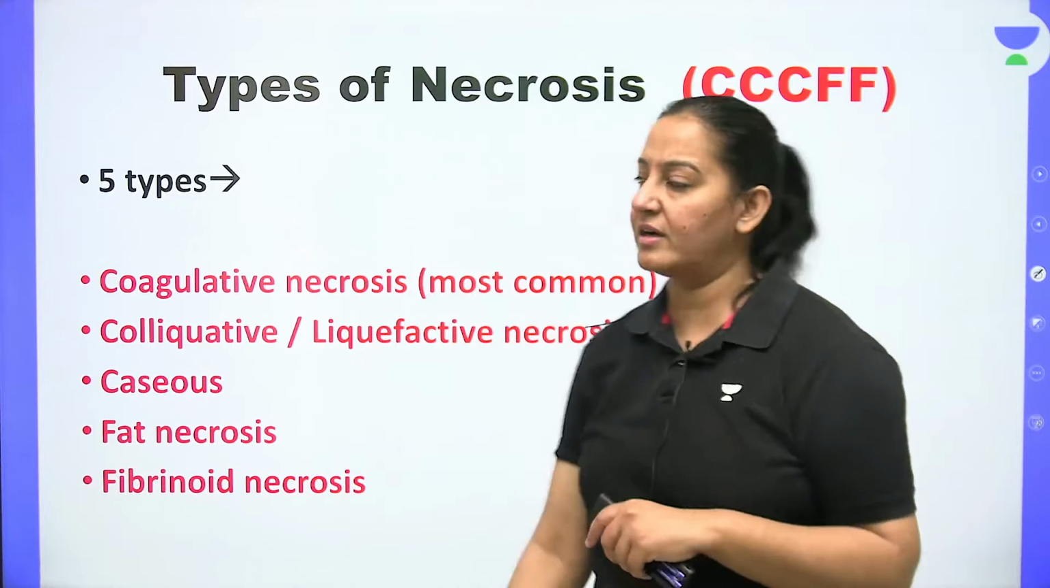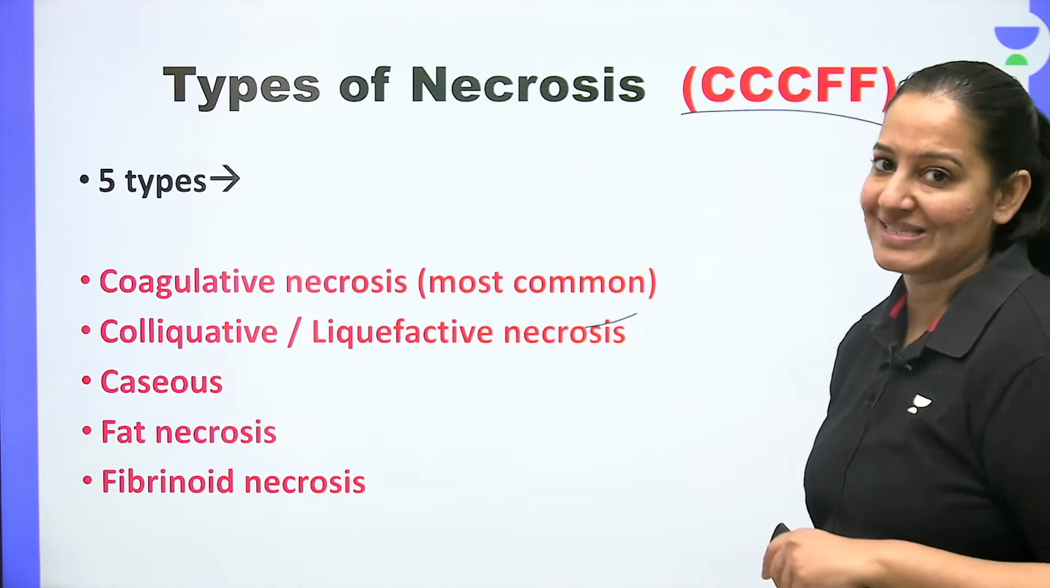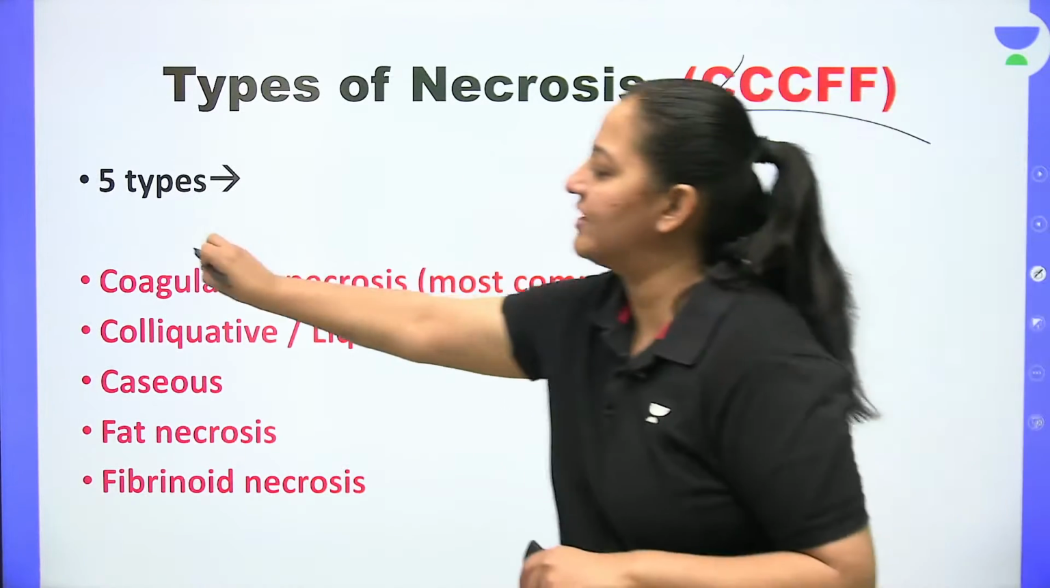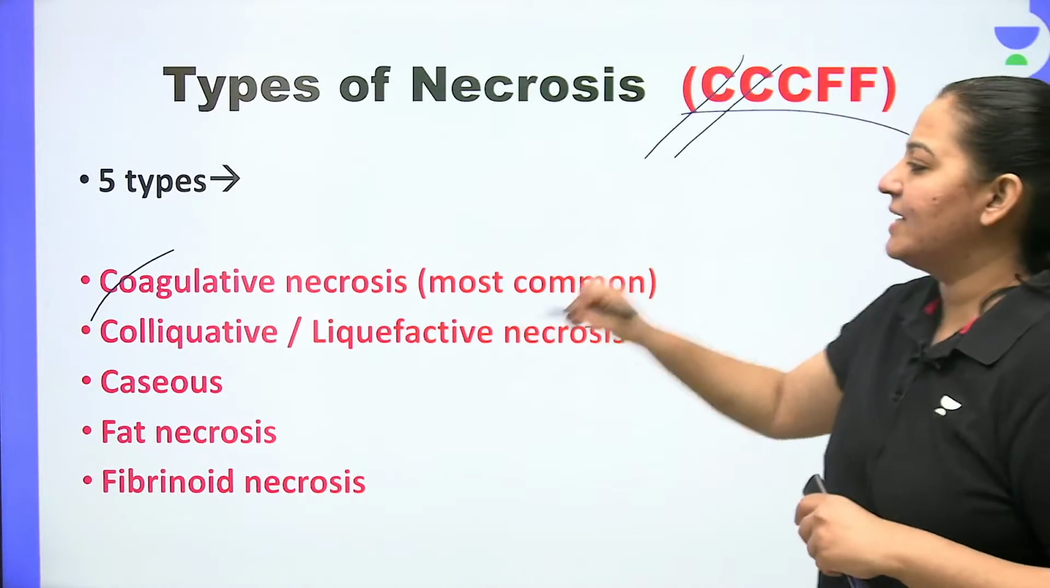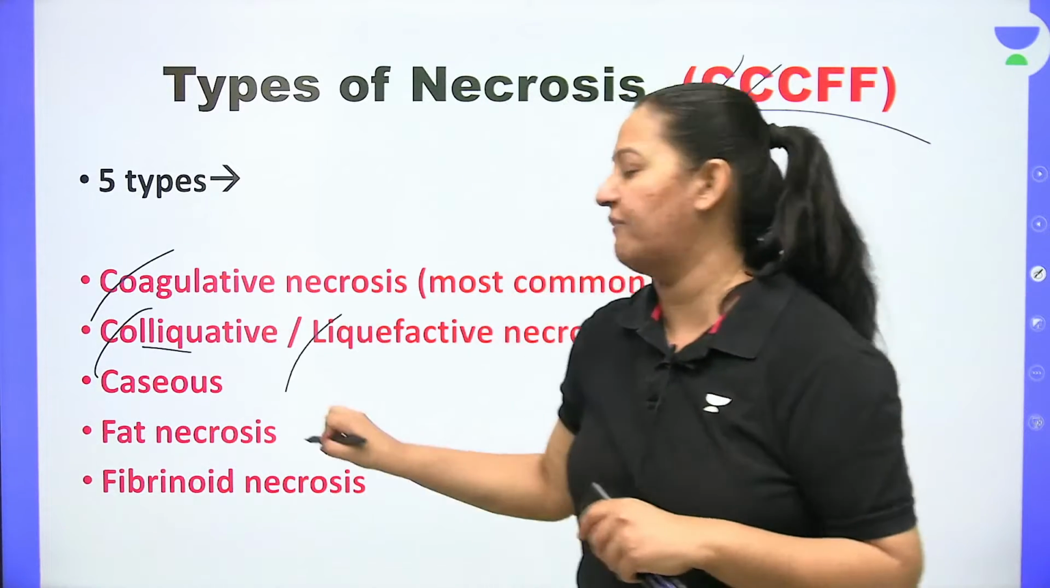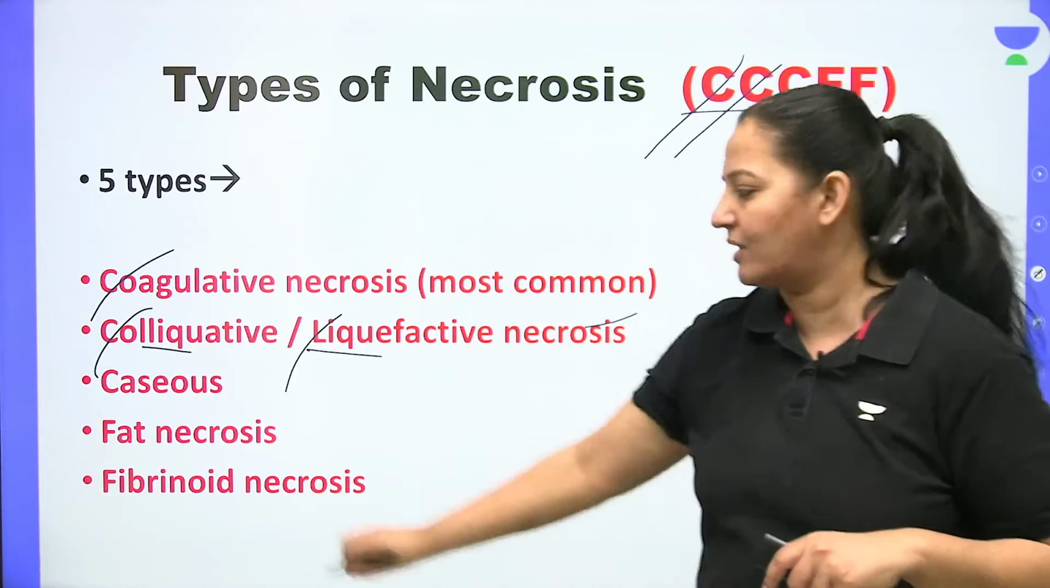Necrosis is of 5 types. What are the 5 types? Triple C double F. The mnemonic is triple C double F. The first C is coagulative. The second C is collicative. Collicative is also known as liquefactive. Better to say it as liquefactive, but yes, the other name is collicative.